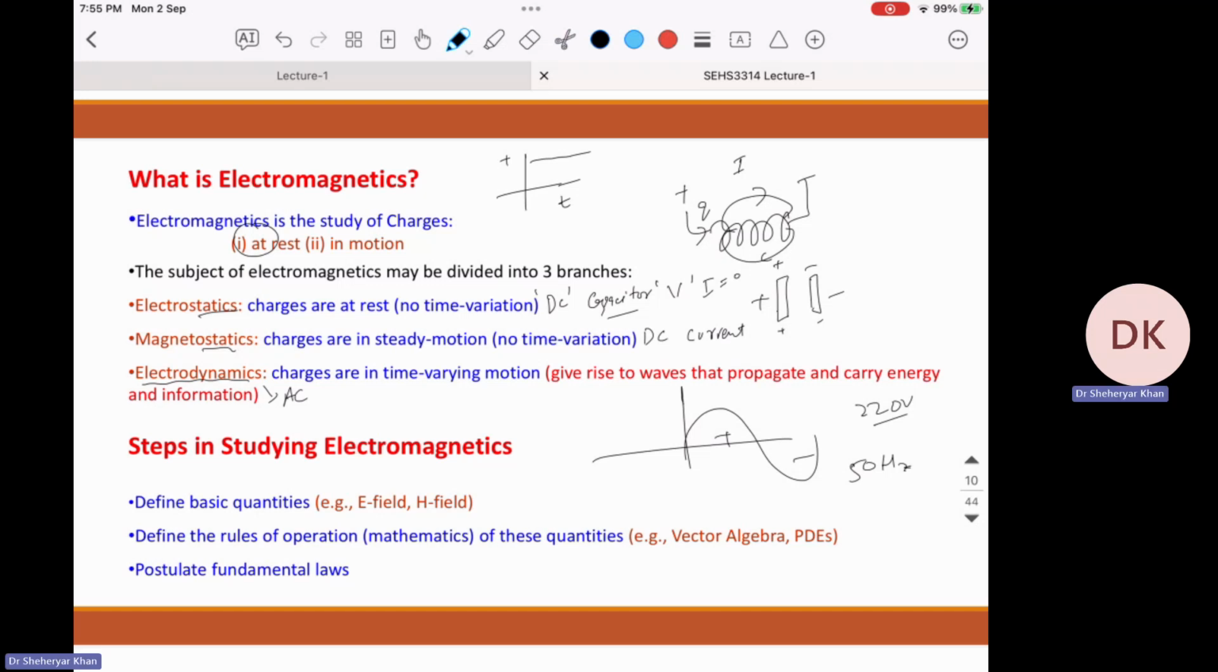One thing I told you is that electrodynamics gives us electromagnetic induction, right? So if you have a generator, you can produce electricity, or if you have electricity, you can create a force and then you can drive a motor, right? So that's one thing. But there's another important thing: it gives rise to waves that propagate and carry energy and information.